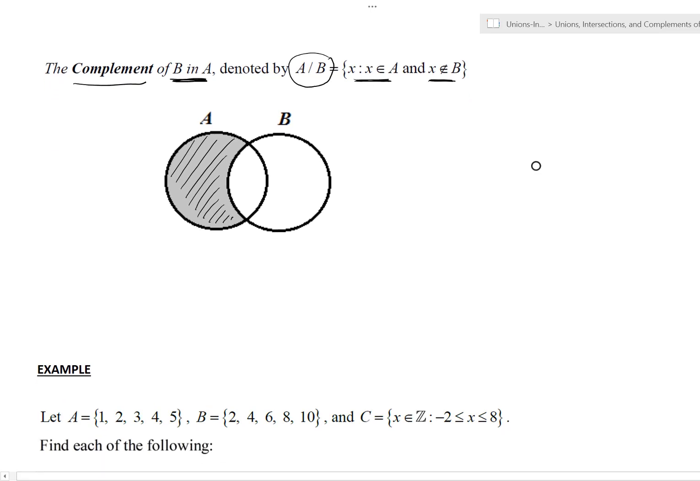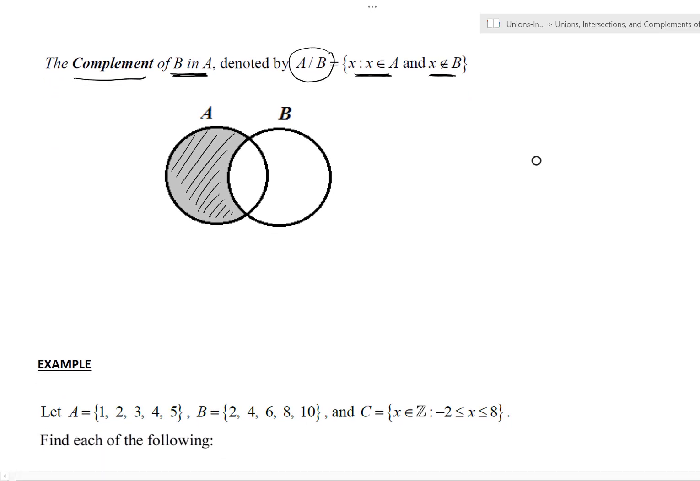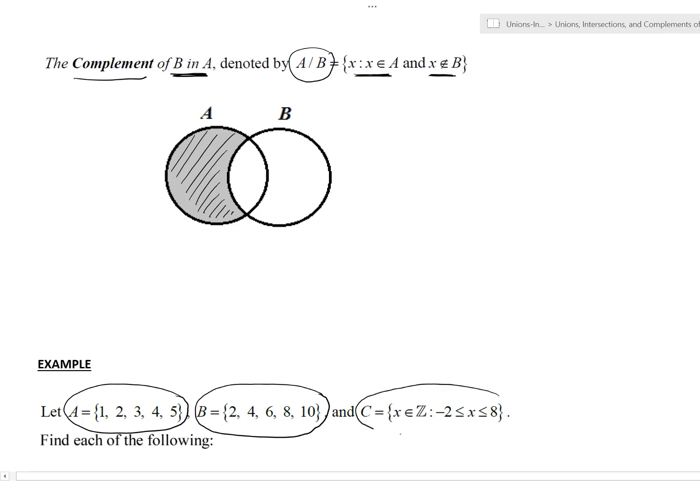Let's look at an example. In this example, we have three sets here. Set A, just 1, 2, 3, 4, 5. Set B, 2, 4, 6, 8, 10. And then finally, set C over here, which is the collection of values, x's, that are integers, right? x is an element of Z. x is an integer. And then x is between -2 and 8, including the -2 and the 8.